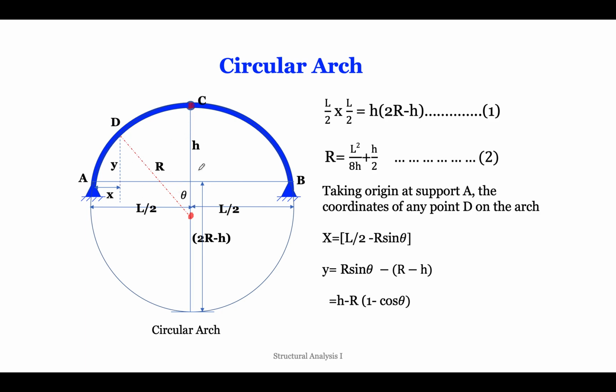Now L by 2 is a, and L by 2 is the span. Our arch is till this point only. It's not a half circle. It's a circular arch, but ACB is only this part. It's not a half circle, so it's some part of the circle.